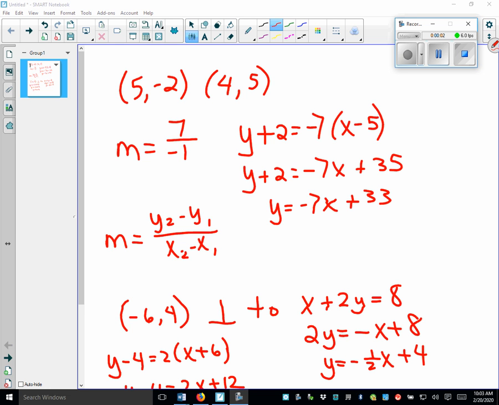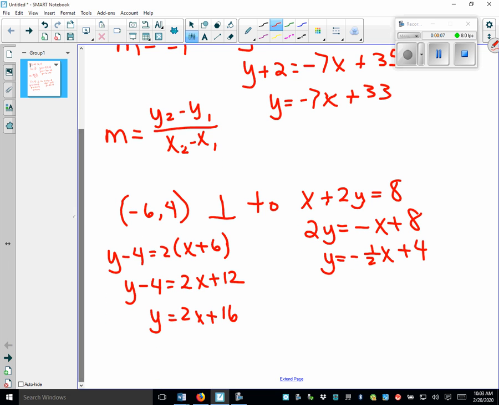Okay, so this we wanted in slope intercept, given 2 points. We're given a point and a line perpendicular to this line; solve it in slope intercept form? Yep. What's wrong?